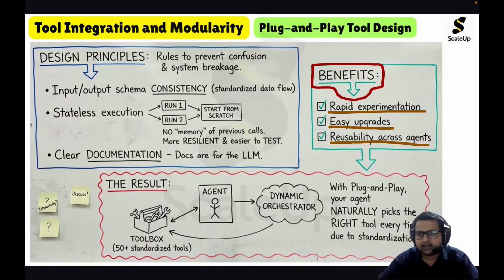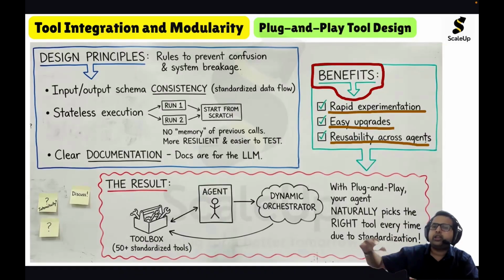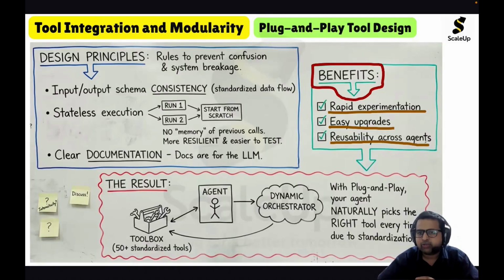Reusability across agents is something very interesting. Let us suppose you designed some very interesting plug and play tools. Now you can use those tools across many different agents. Once you put effort into designing a tool, you can reuse it wherever you want. So we saw some very interesting benefits of plug and play tools: rapid experimentation, easy upgrades, and reusability across agents.